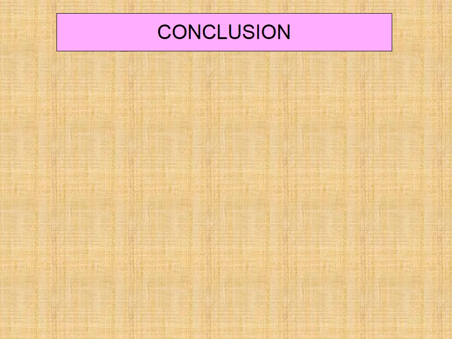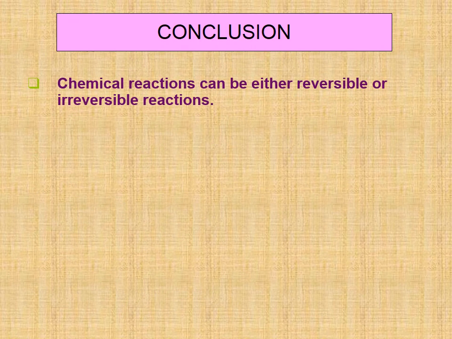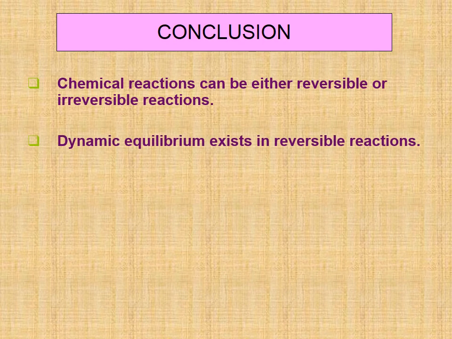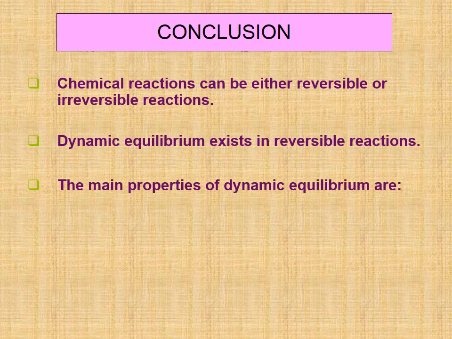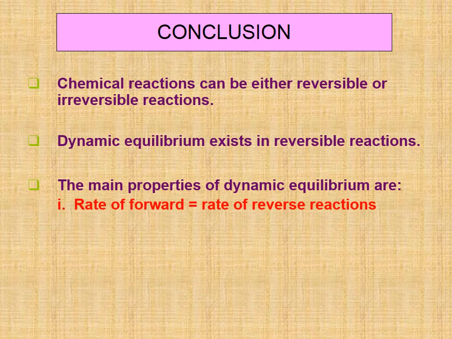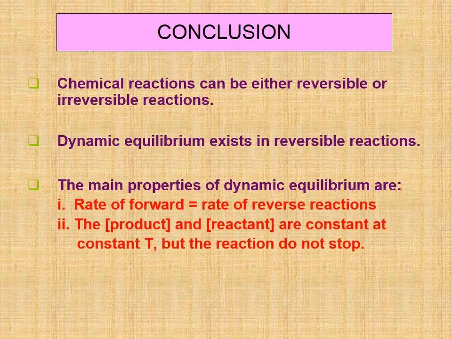As a conclusion, chemical reactions can be either reversible or irreversible reactions. Dynamic equilibrium exists in reversible reactions. The main properties of dynamic equilibrium are: first, the rate of forward reaction equals the rate of reverse reaction. Second, the concentrations of product and reactant are constant at constant temperature, but the reaction does not stop.